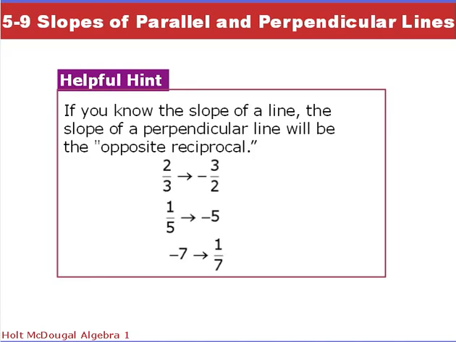Helpful hint, we talk about reciprocals. Opposite reciprocals are perpendicular. For 2/3, the opposite reciprocal would be -3/2. 1/5 would be -5. And for -7, the opposite reciprocal would be 1/7. So you're just flipping the number and changing the sign.